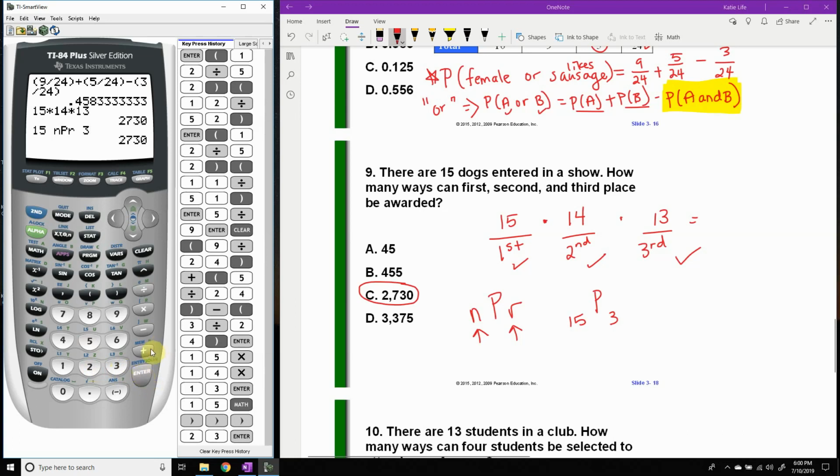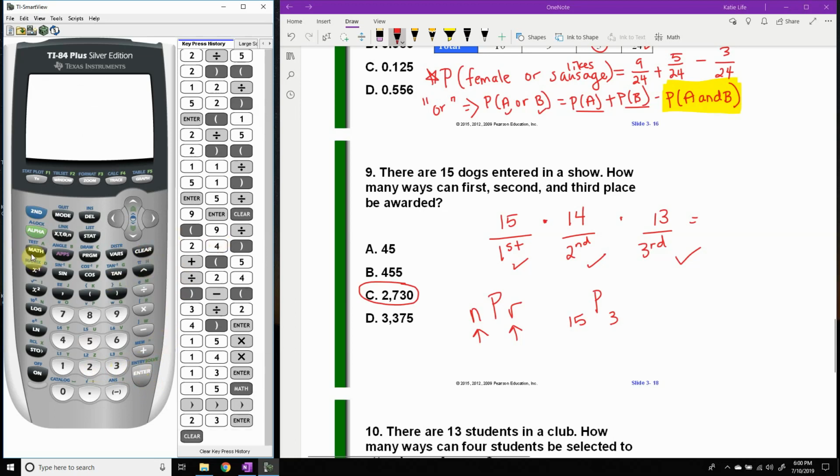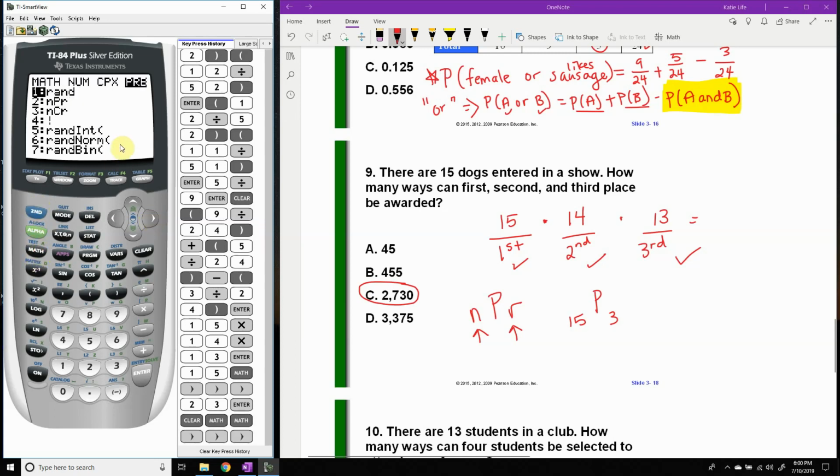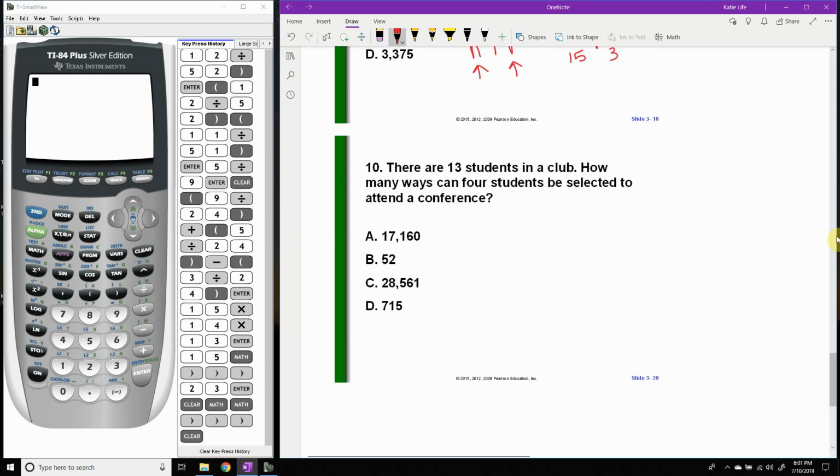So either method is going to work for you. I kind of like that the calculator does permutations quickly and easily. You don't have to memorize the formula that's in the textbook. So just a handy little trick there for you to use. Again, this is under the math button. Third button down on the left-hand column of buttons, math, and then scroll over to PRB. That's the probability menu. All right, last problem, number 10.